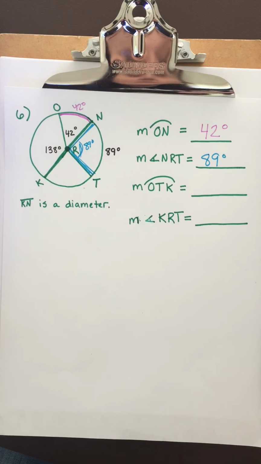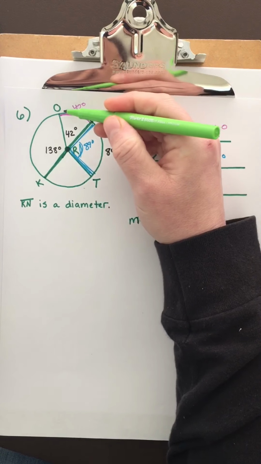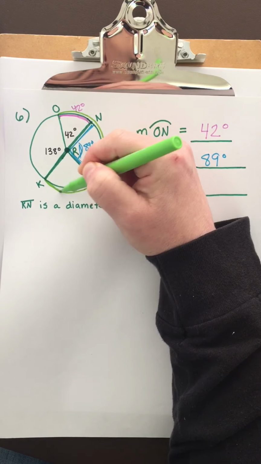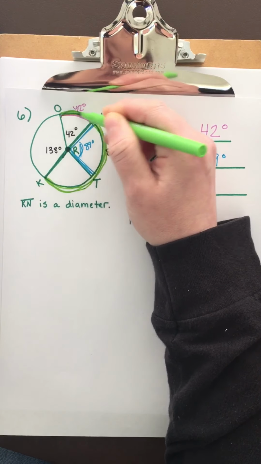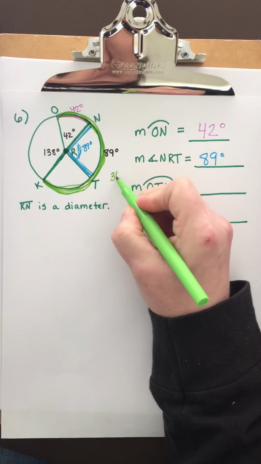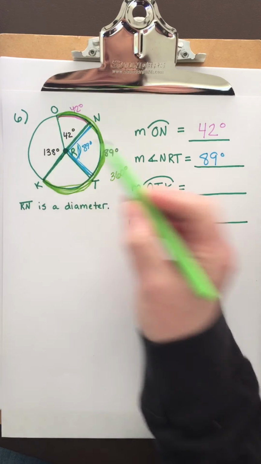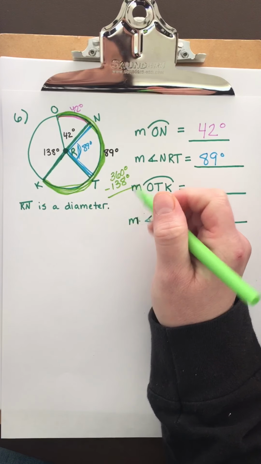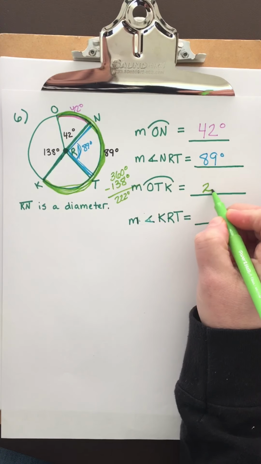All right, for the next part, it wants me to find the measure of the arc OTK. So let's see, OTK would be this entire part right here. So this is definitely a major arc. So all I would need to do is 360 degrees and subtract this part that's not included, which is 138 degrees. And that would be 222 degrees.